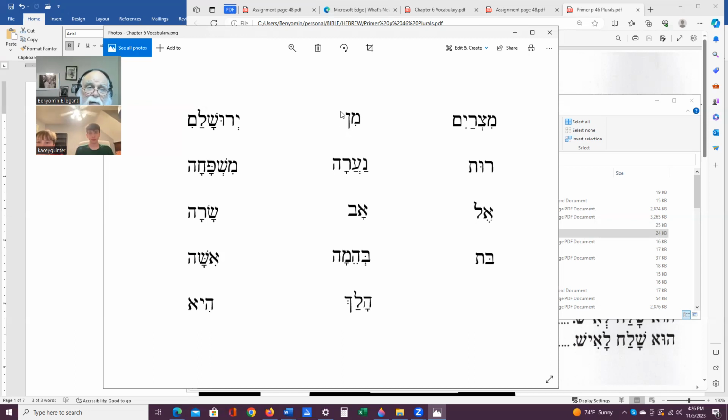So if, for instance, land, well, min ha'aretz is commonly saying from the land. But let's see, mi Avram, I came from Abraham. Instead of using two different words, min Avraham, it's mi Avraham, one word. We'll get into that.